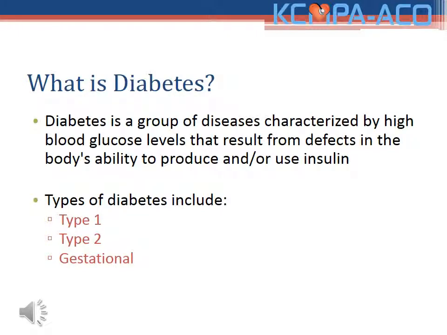According to the American Diabetes Association, diabetes is defined as a group of diseases characterized by high blood glucose levels that result from defects in the body's ability to produce and/or use insulin. The types of diabetes include type 1, type 2, and gestational diabetes.